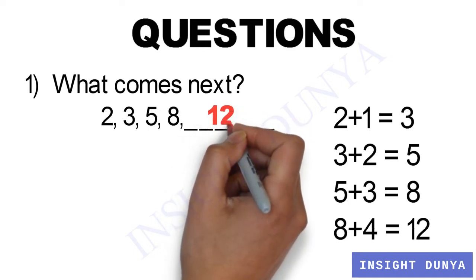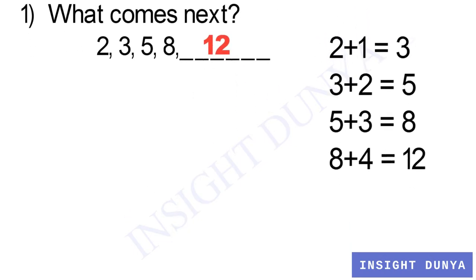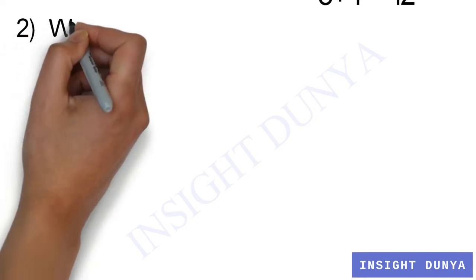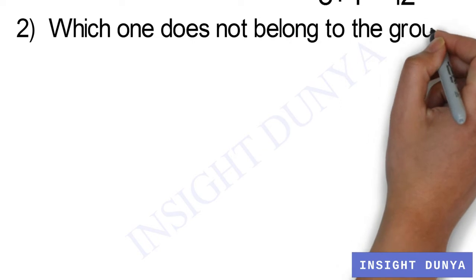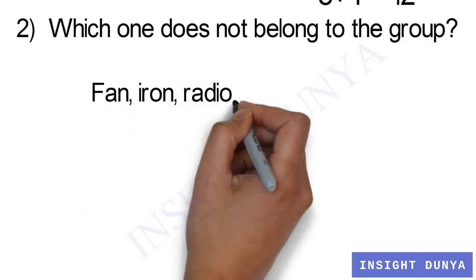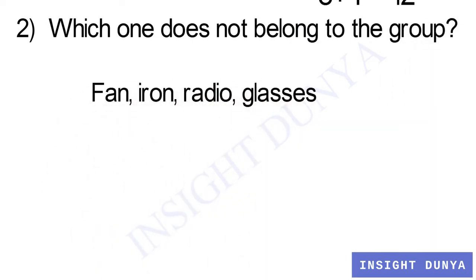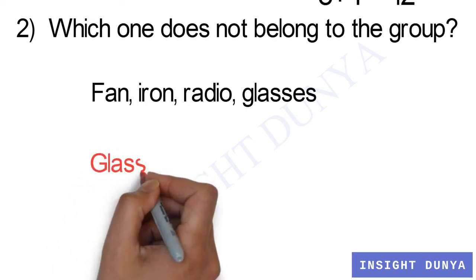So in this question the pattern is adding ascending number starting from 1. Question number 2. Which one does not belong to the group? Fan, iron, radio, glasses. This is a simple question. You may find that apart from glasses, the rest of the 3 items are electronic appliances. Therefore, the odd item is glasses.